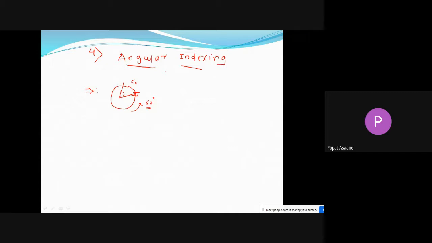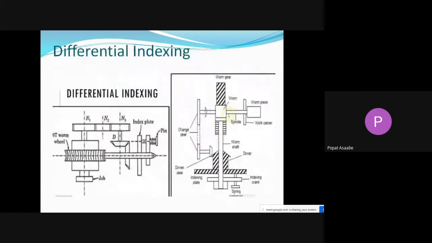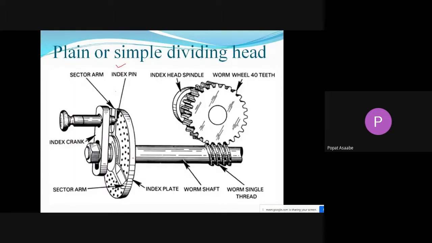Simply, we can use angular indexing to perform keyways and slots at a particular angle. Another point is that for this indexing we use the simple dividing head, which we can also call the plain dividing head. What is meant by the plain dividing head? We already discussed it in simple indexing, but I will repeat it once again. This dividing head is called the plain or simple dividing head, and we use it for angular indexing.